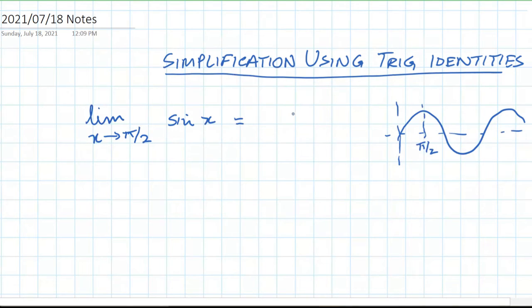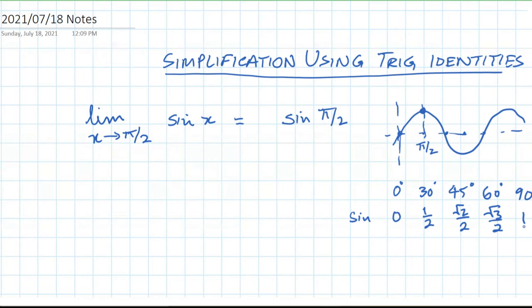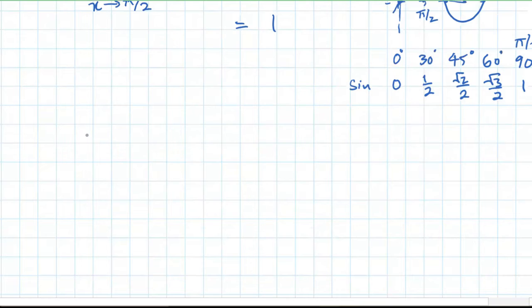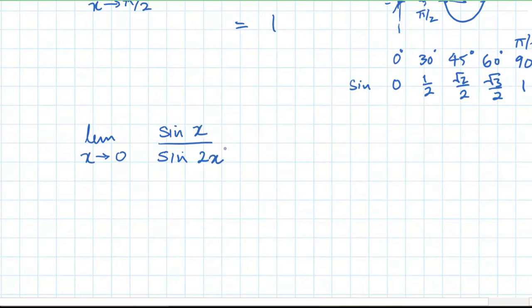So what's sine pi over 2? What is sine pi over 2? This one, right? So now we got a value, and you can see this is a continuous graph. So plugging in gives you the limit. Pretty straightforward, right? But we may have other expressions, something like this, so we don't know how that looks.